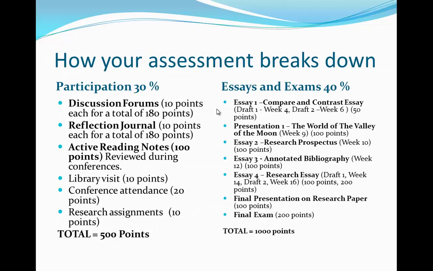So how the assessment breaks down is your participation grade. You get 10 points for each discussion forum, and that's for a total of 180 points. You get 10 points for every reflection journal for a total of 180 points. You get 100 points for active reading notes, and these will be reviewed in 2 conferences throughout the semester.